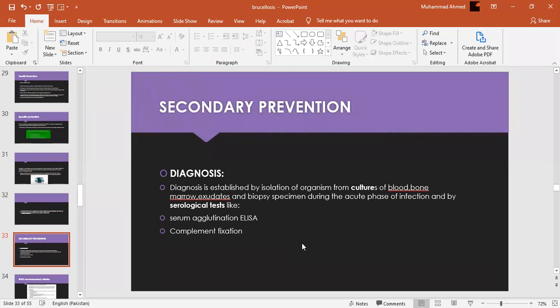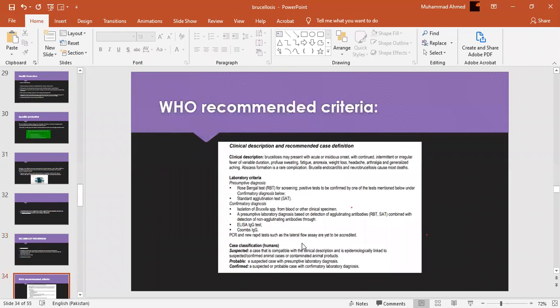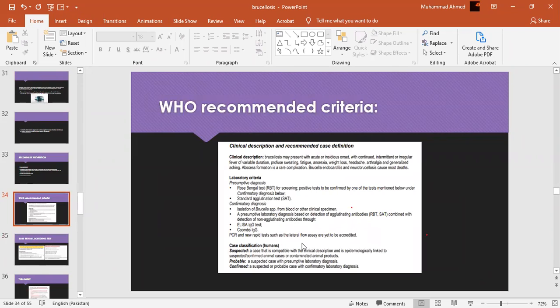Secondary prevention. Diagnosis is established by isolation of organisms from cultures of blood, bone marrow, exudates, and biopsy specimens during the acute phase of infection, and by serological tests like ELISA and complement fixation. Now, the WHO recommended criteria for diagnosis: first of all, we look for occupational history and travel history. Then we come to the clinical description, its clinical features, as we have discussed earlier.